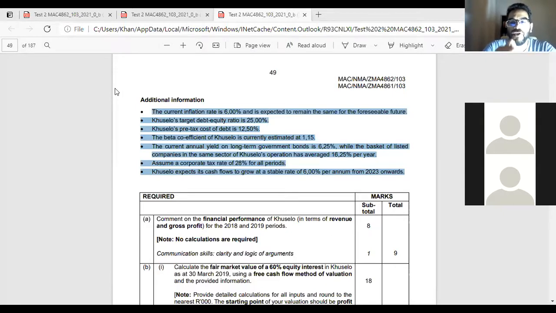Where they're going to give you the free cash flow. So we're going to do the free cash flow. In that question, they give you the free cash flow. And I think for about the same 18 to 20 marks, they ask you to critically evaluate the valuation. So you must be able to know, when a valuation is given to you, can you spot the errors? Okay, so I'm going to take us through this now.